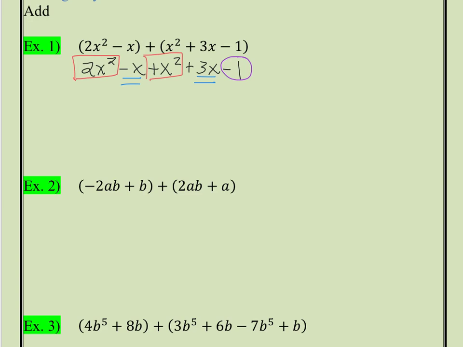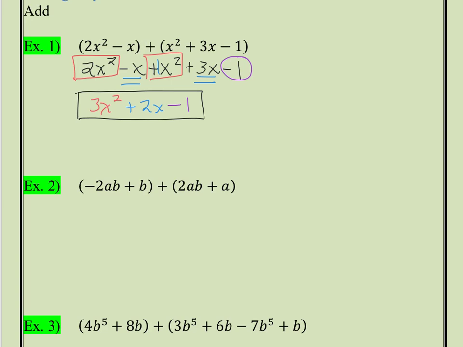So just look at the coefficients. 2 plus 1, remember this has a coefficient of 1, because you can't see it, it's understood to be 1. So 2 plus 1 is 3x squared. Next we have a negative 1 and a positive 3, which gives you a positive 2x. Remember that variable string does not change. And then there's nothing to collect with the constant, so we just write down a minus 1. And there's our final answer for that one.